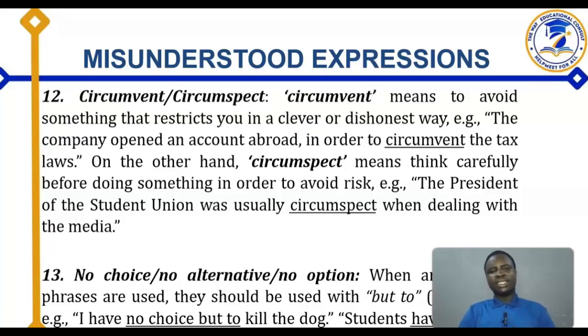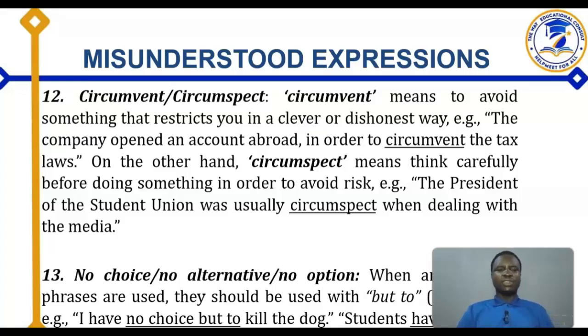While the other one is circumspect, and it means to think carefully before doing something in order to avoid risk. Think carefully before doing something in order to avoid risk. This one is not about avoiding consequences by doing something negative. Rather, it's about avoiding evil. This one is about avoiding evil in general.